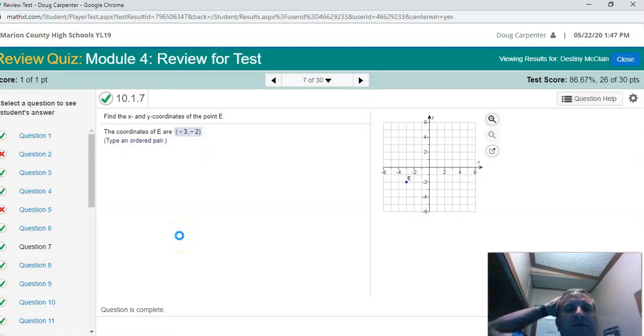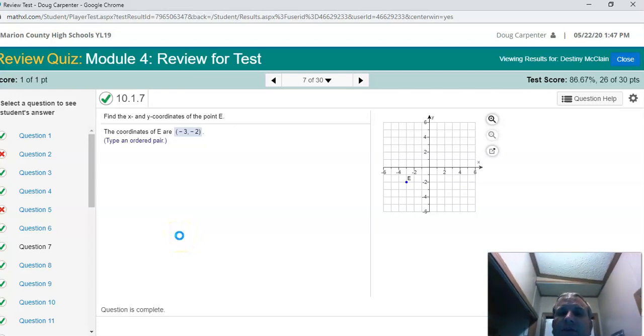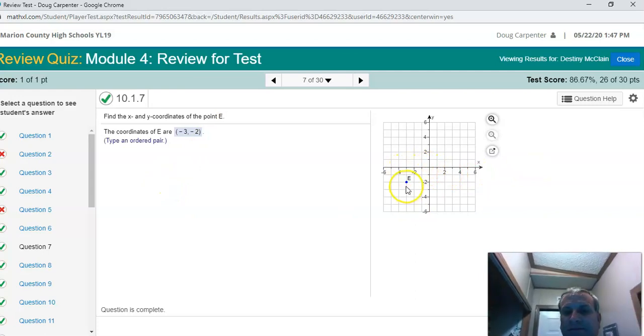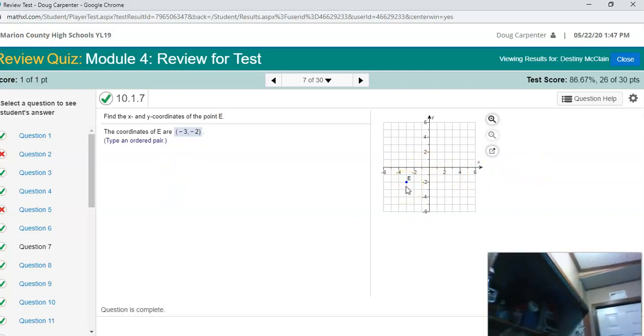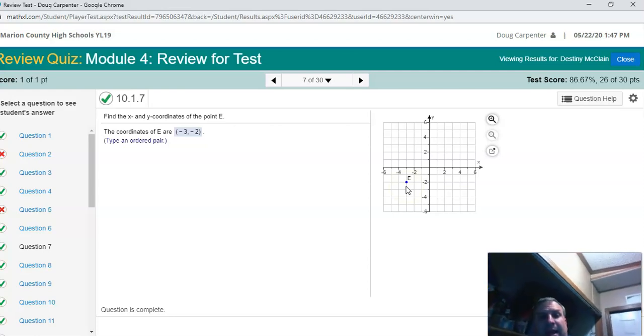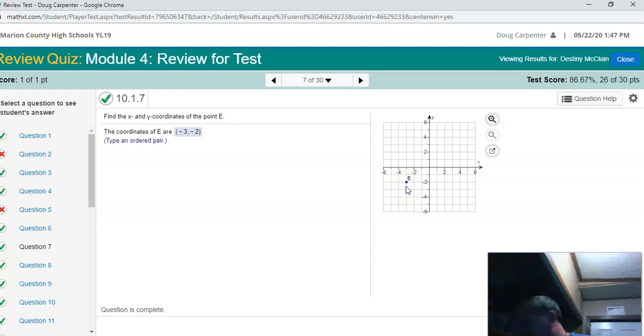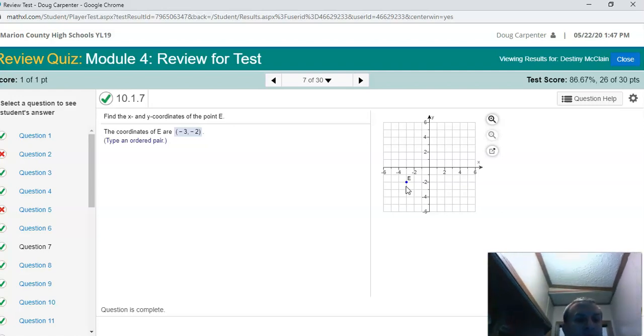Question 7. What are the coordinates of -3 and -2? Well, x is -3, so I go over -3 and down 2. So -3 and -2. All right. Next one.